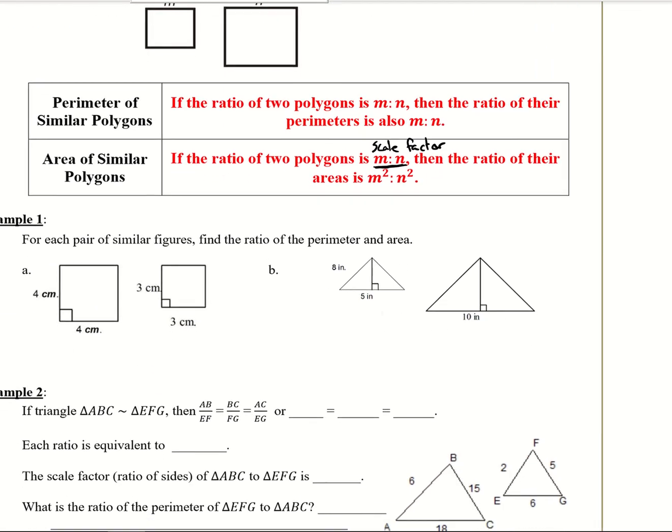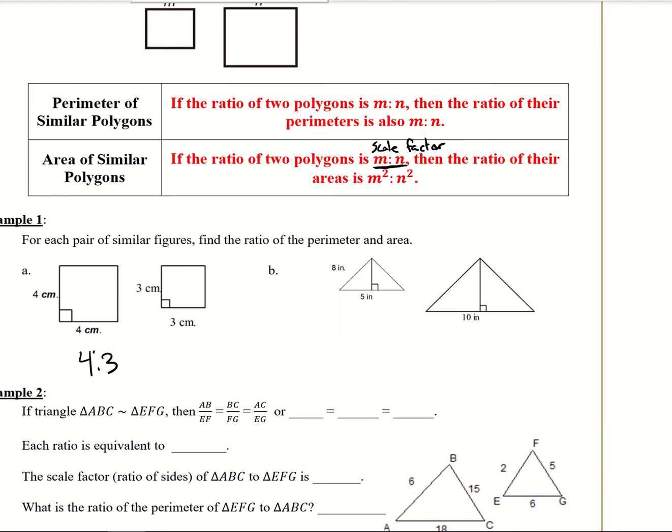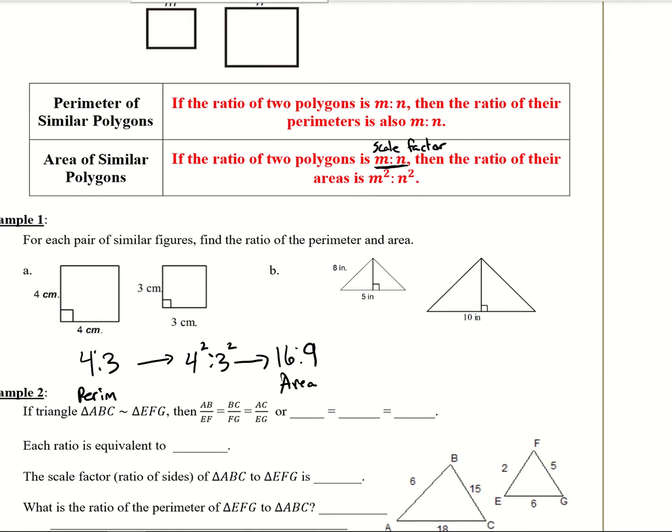So all these ones are asking you to do is find the scale factor, which in this case would be 4 to 3, which is also the ratio of perimeter, and then find the ratio of areas, which is going to be 4 squared and 3 squared, which is 16 to 9. So again, this is perimeter, and this is area. Same here.